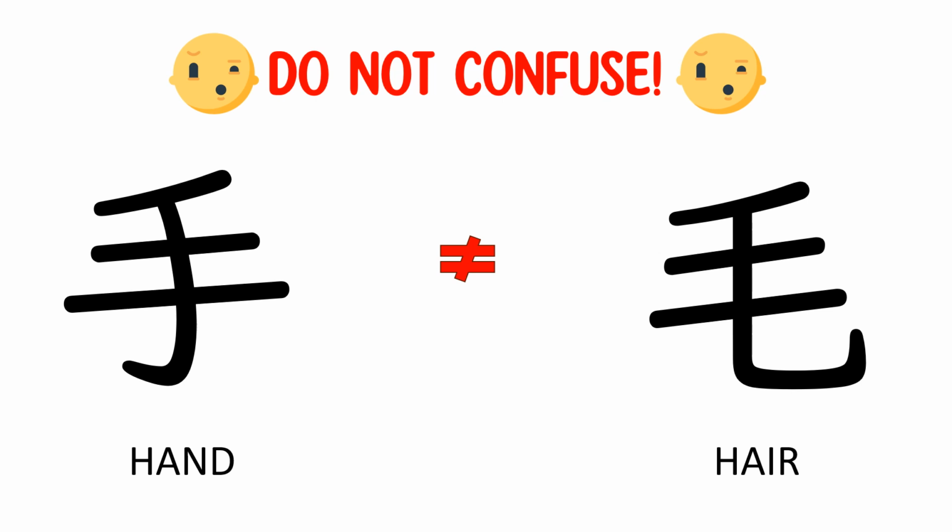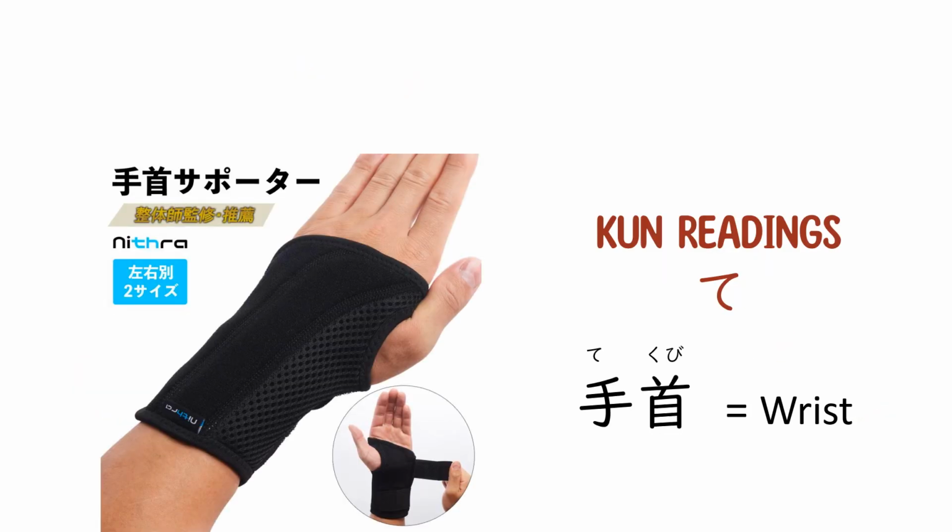Do not confuse. The hand and hair look similar, but the bottom of hand is pointing to the left, while the one for hair is pointing to the right. The kun reading is te. The example is tekubi, or wrist. The image is a tekubi supporter, or wrist supporter.